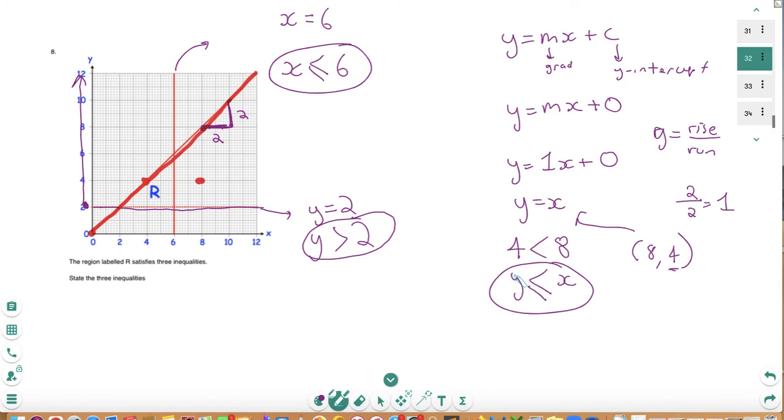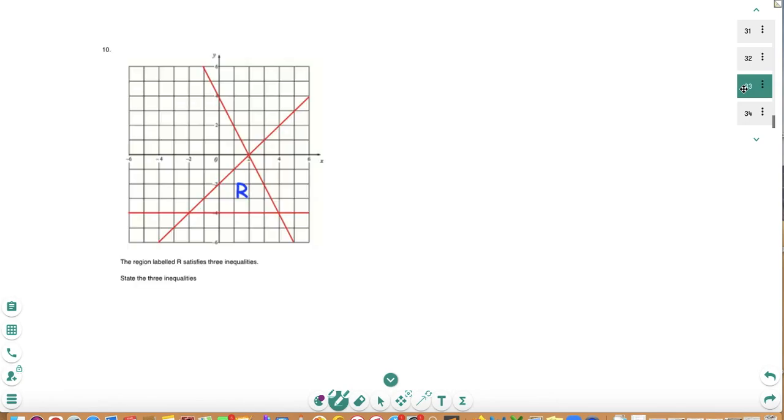So whenever there's a diagonal line, you have to do that little test again, okay? So find the equation, choose a coordinate on the side where your region is. So we chose 8, 4, but you can do any coordinate on the right-hand side of the line. Then you plug it into your equation. So y is 4, x is 8, and look, 8 is bigger than 4, so x is bigger than y. And then you're done. These are your 3 answers. 1 mark here, 1 mark here, and 1 mark here. Let's do a question on the next page.